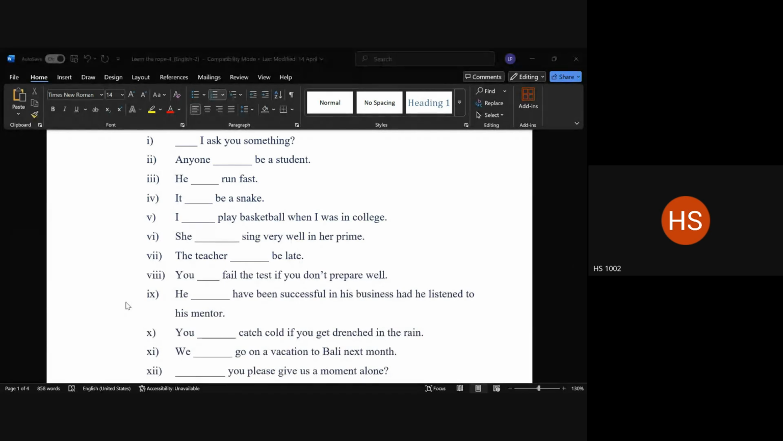Ability or possibility. Okay. So when I say anyone can be a student, I'm saying that anyone may have the ability to become a student. Is that what you're saying? Yes, ma'am. Okay. And then if I'm saying could, then you're saying this is possibility. What kind of possibility is it though, when I'm saying could? In the past, general possibility, right?